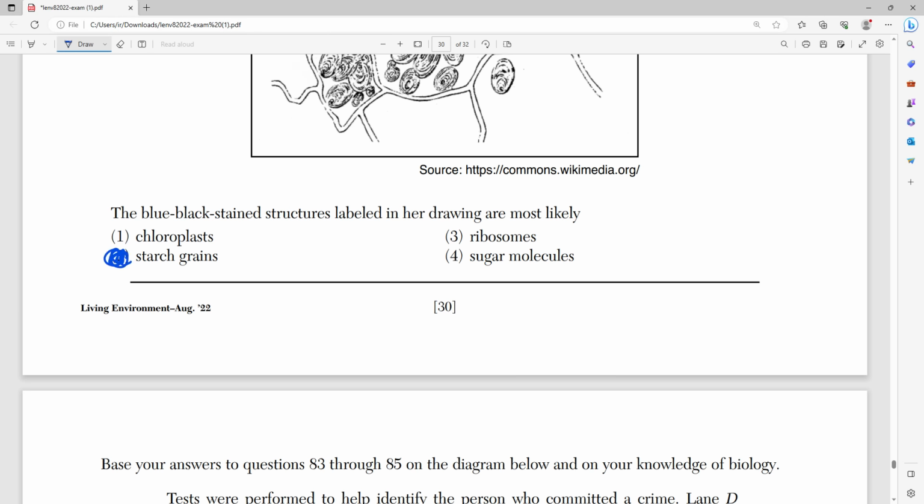Chloroplasts? Well, that's not found in the actual potato, right? Because the potato isn't green. The potato cell, that could be found in the leaves of the potato. She was analyzing a potato leaf, but she's not doing that, right? So it can't be chloroplasts because they're simply not found there. Sugar molecules? Remember that a potato is starches, not sugars. And ribosomes?